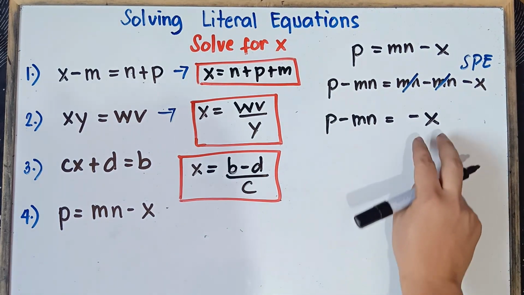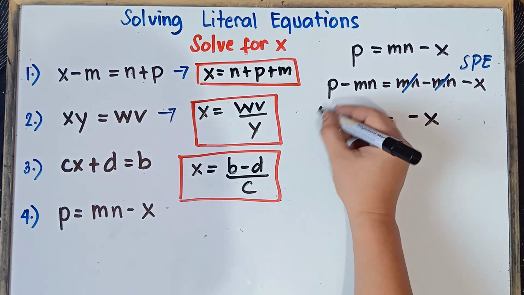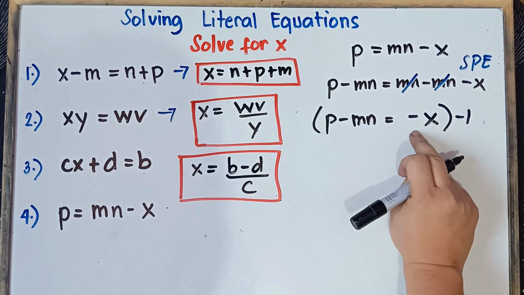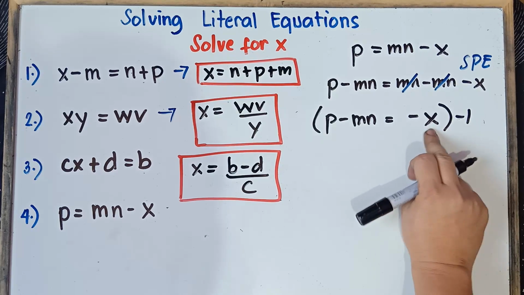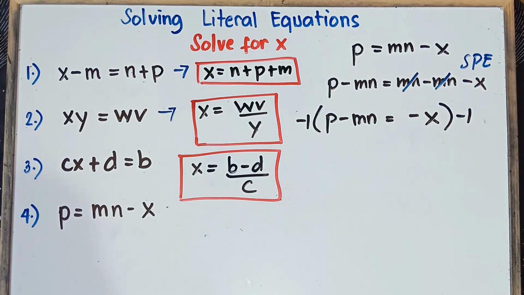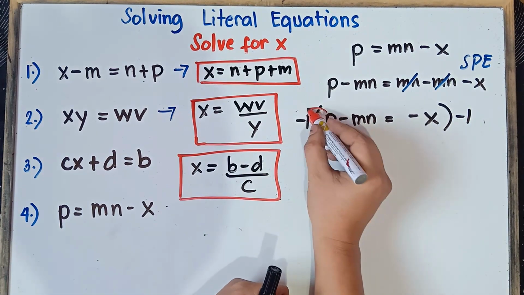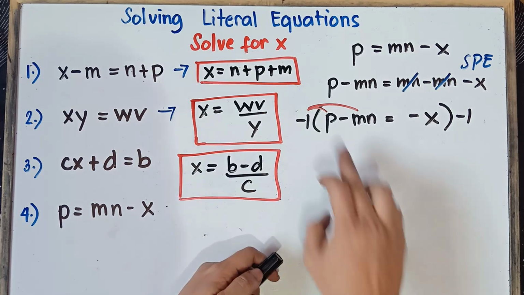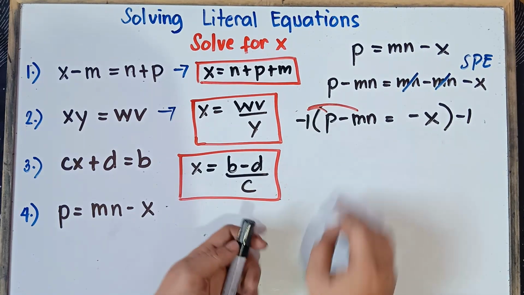Now, since our X variable is negative, we need to multiply both sides by negative 1 so that it will be positive, because negative times negative is positive. So multiply both sides by negative 1, and then simply distribute. Because this is a binomial, we have two terms, so we use the distributive property.